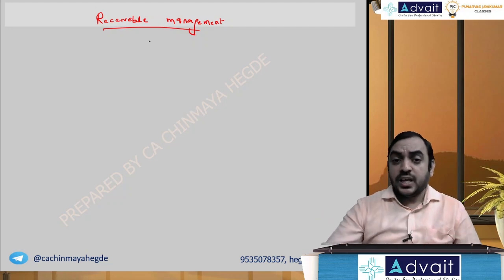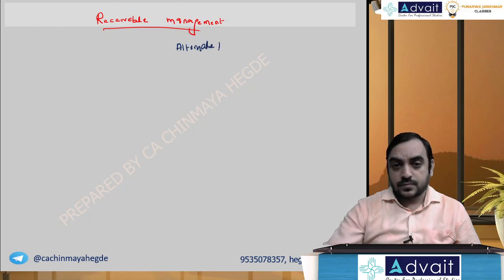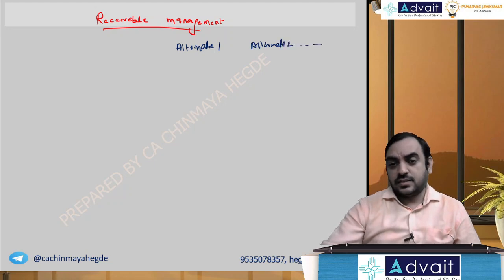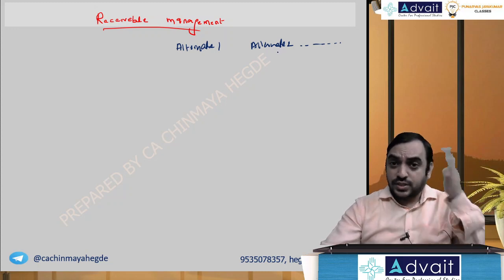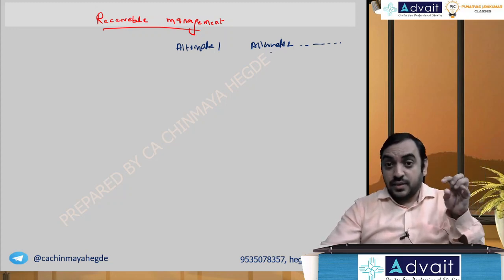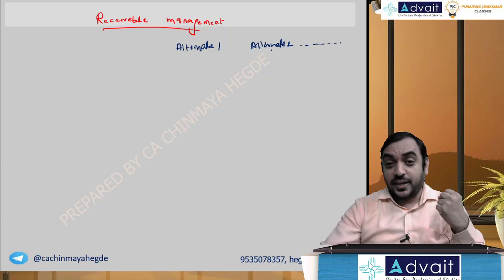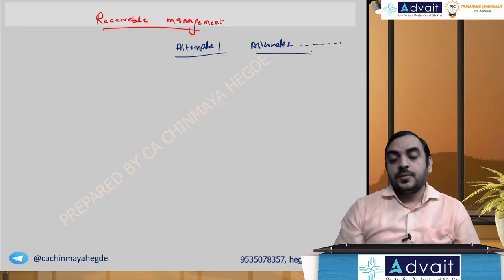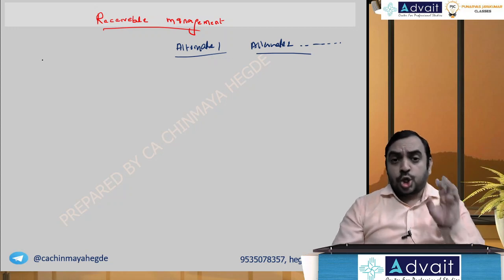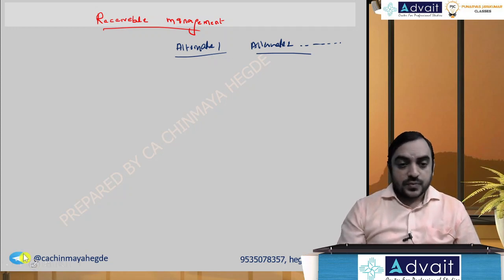So what will happen? We will do it on a columnar basis. Alternative 1, alternative 2, like that. 30 days, 60 days, 90 days. For somebody else it's different. For us, it is the credit period: 30 days, 45 days, 60 days, like that. So we are going to do a cost benefit analysis. What is the benefit that we get?